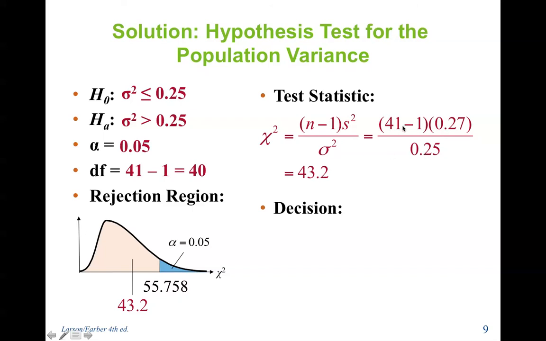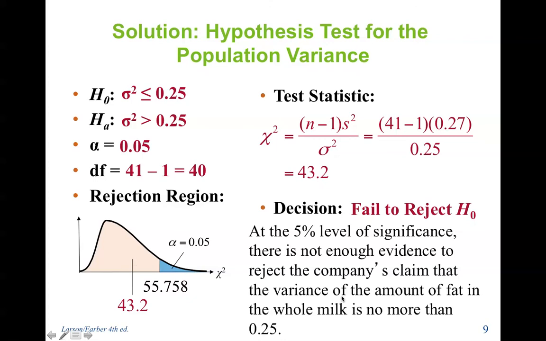So again, it's the degrees of freedom, 41 minus 1, times 0.27, which is what we found because it was a sample, divided by what they gave us in the population, 0.25. We get 43.2. We notice that that falls in this region, which is our fail to reject region. So we're going to fail to reject, and we can make a conclusion that at the 5% level of significance, there is not enough evidence to reject the company's claim that the variance of the amount of fat in the whole milk is no more than 0.25.